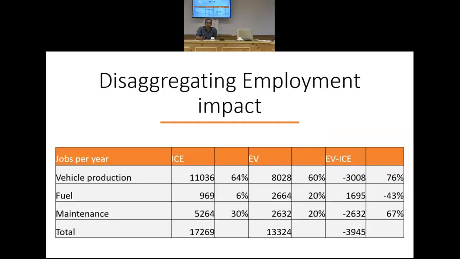Disaggregating employment: where are the jobs being gained and where are the jobs being lost? If you look at an internal combustion engine vehicle on the left, there are about 17,269 jobs associated with 300,000 cars. Out of that, 11,000 is in the making of the vehicle, about 1,000 is in fuel, and about 5,200 is in maintenance. So it's very interesting.